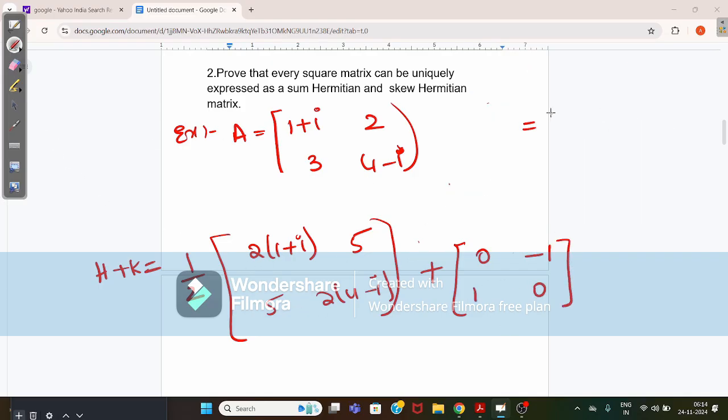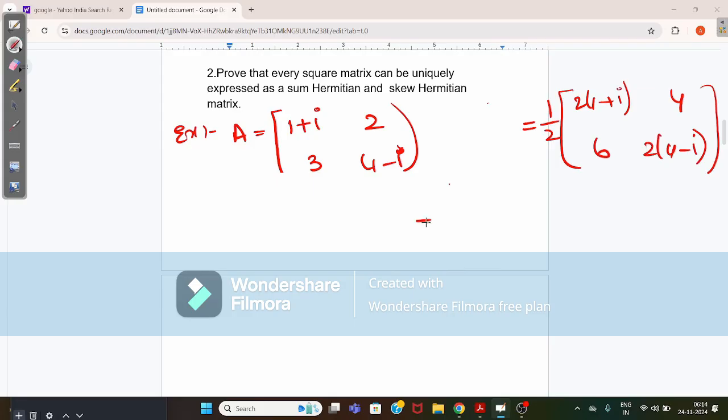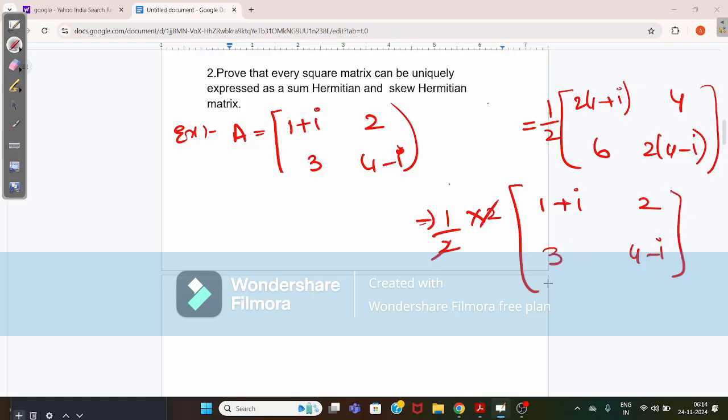Now what you get as the answer here: half into 2 into 1 plus i plus 0 gives the value 2 into 1 plus i. 5 minus 1 gives the value 4. 5 plus 1 gives the value 6. 2 into 4 minus i. Now take 2 common, half into 2 into 1 plus i, 2, 3, 4 minus i. Here 2 and 2 get cancelled out. So the remaining matrix is the same as A. Hence proved.